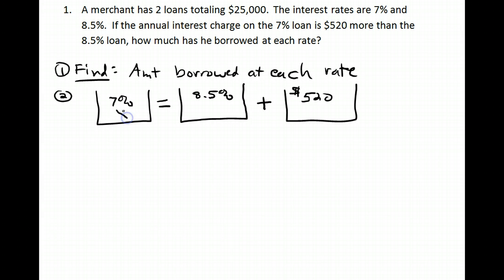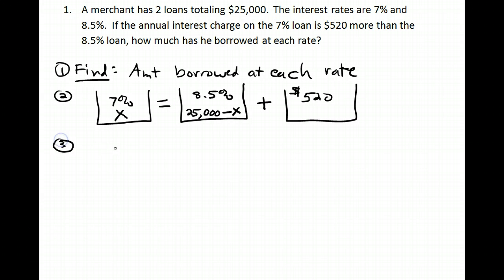I need to let one of them be X. And the only other thing I know is that they add to 25,000. So if they add to 25,000, one of them must be X and the other one must be 25,000 minus X. Now for this third bucket, I'm given a total amount of 520. So that doesn't represent an account. It just represents a dollar amount.